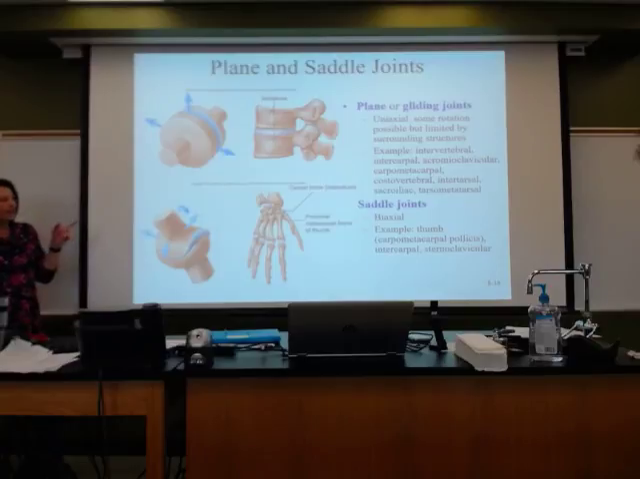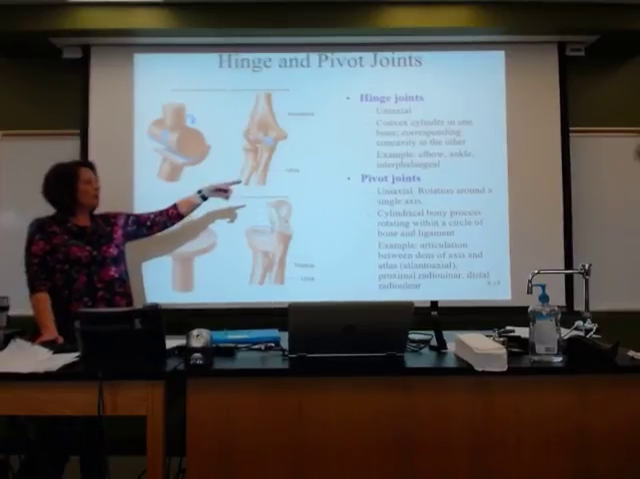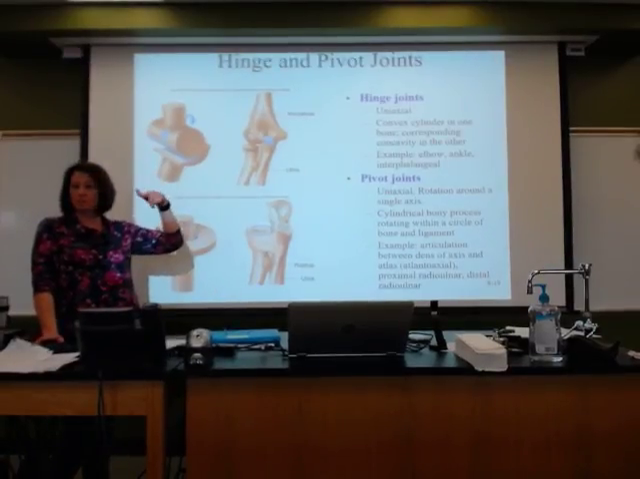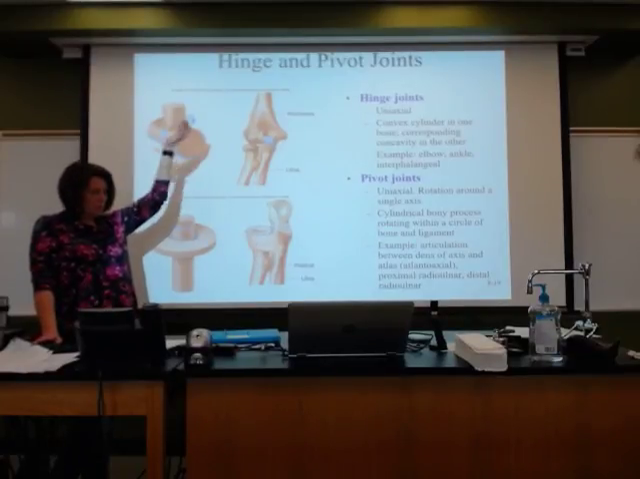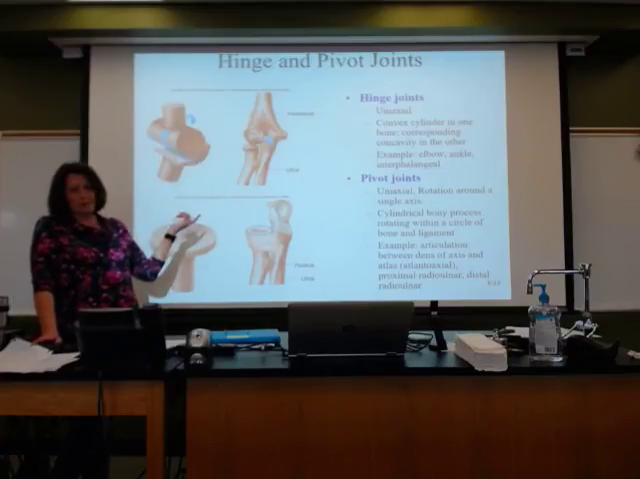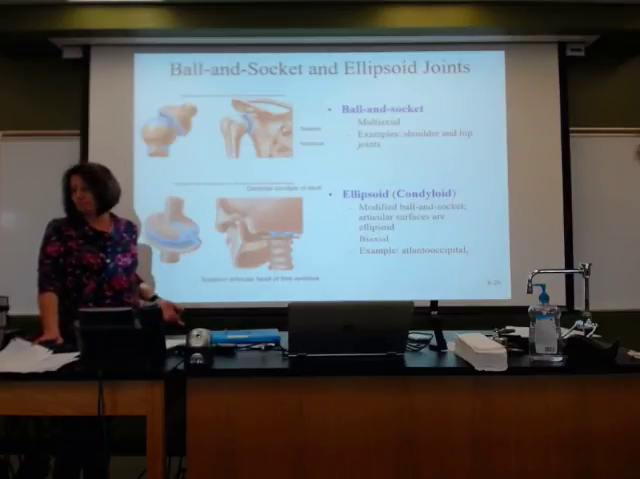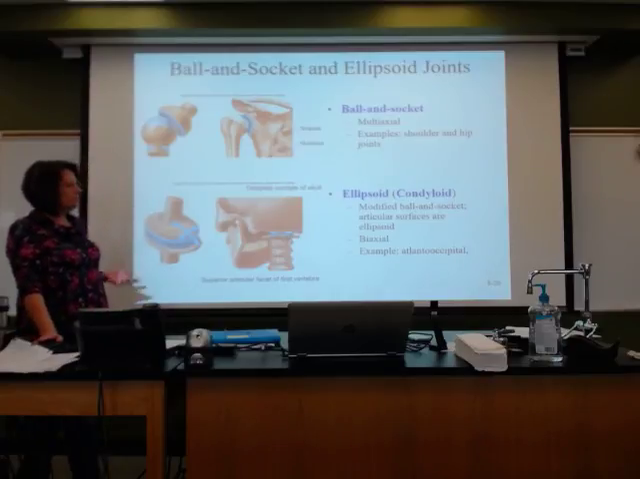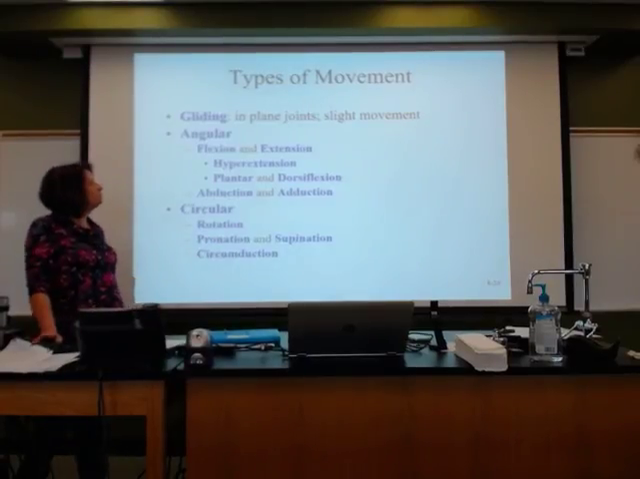So the plane or gliding, I just went through it. I didn't think to flip through the slides, but the plane or gliding joints have some examples there. The saddle joints, giving some more examples. Hinges: elbow, ankle, interphalangeal. Pivot joints, radius and ulna, that's probably the best example. Ball and socket: shoulder, hip. Those are the two. Ellipsoid, that one existing between the vertebra and the skull.